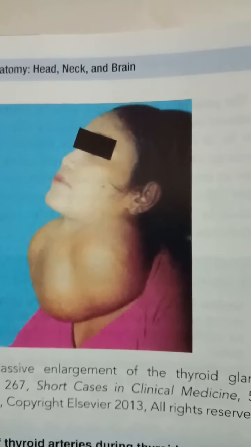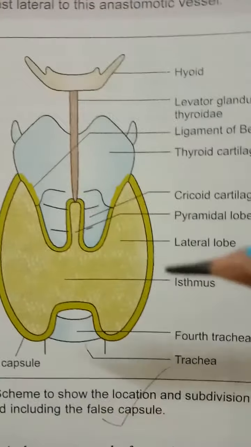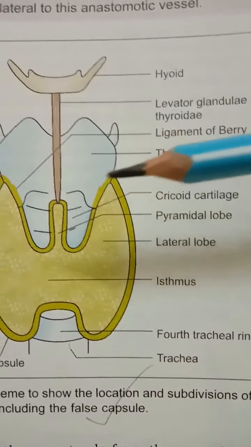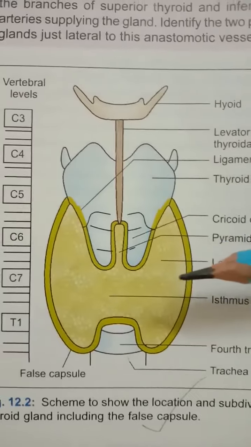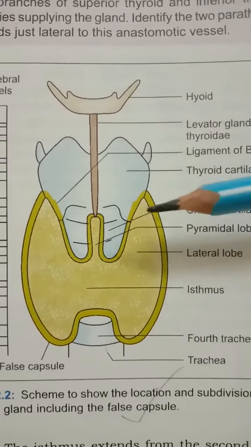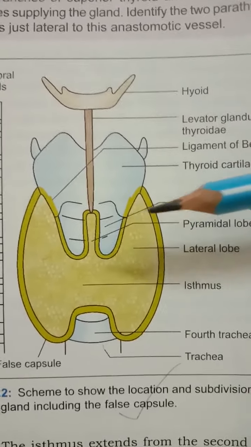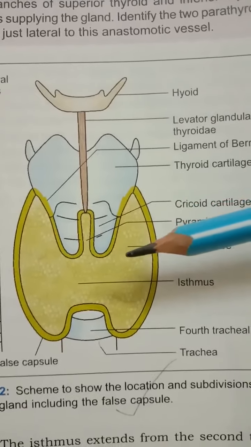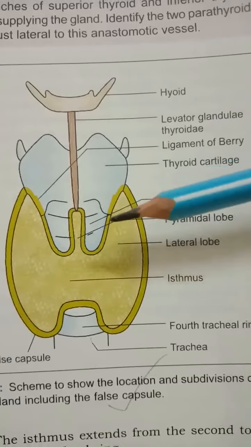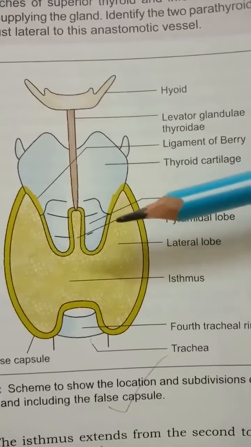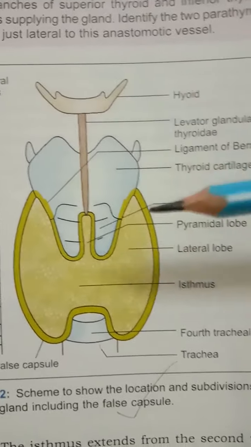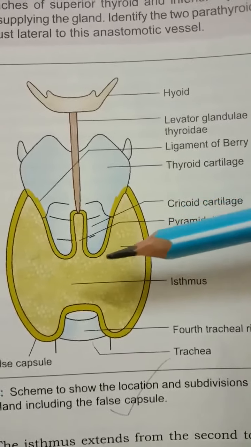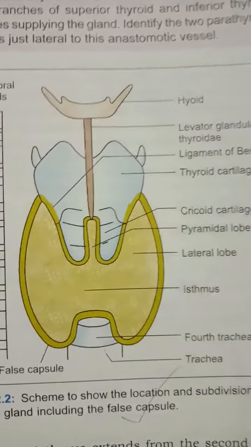Then hypothyroidism occurs when there is insufficient secretion of T3 and T4, and a decreased level of T3 and T4 causes an increase in the secretion of TSH. Hypothyroidism causes cretinism in children and myxedema in adults. So the T3 and T4 levels decrease and the TSH level increases.